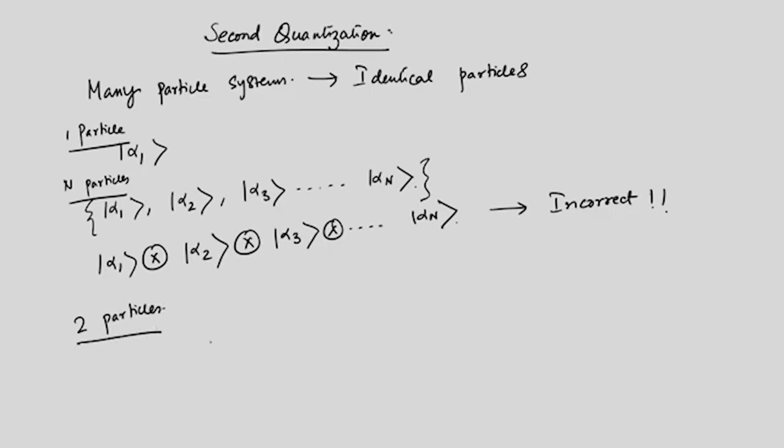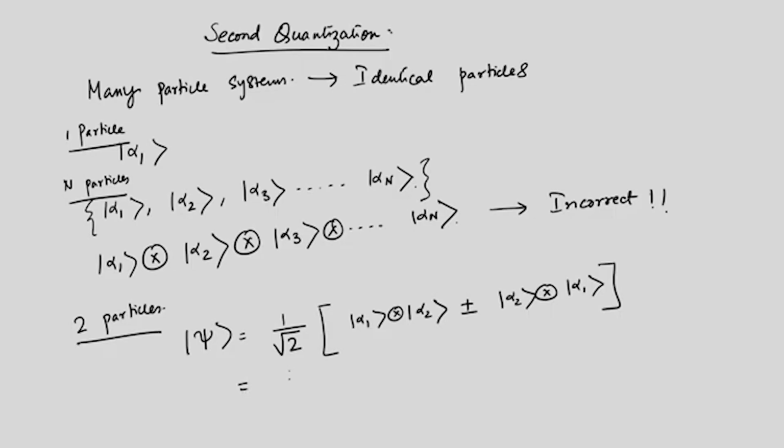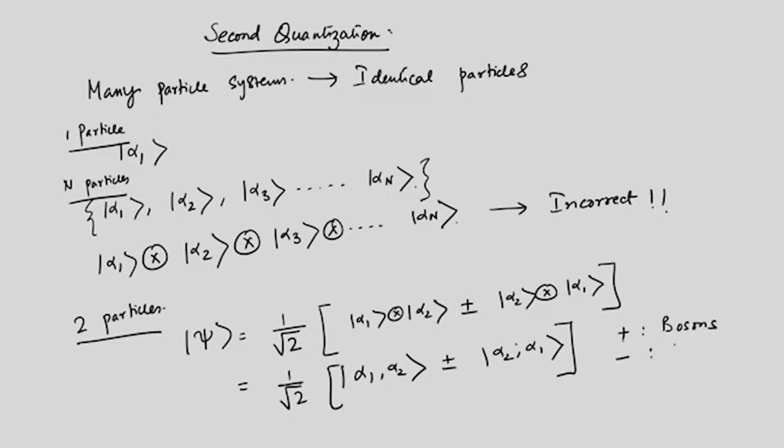So, either for fermions or bosons, we can write down the resultant state as psi equal to, with the normalization as well, 1 by root 2 times alpha 1 alpha 2 plus minus alpha 2 alpha 1, where the plus sign refers to bosons and the minus sign refers to fermions.